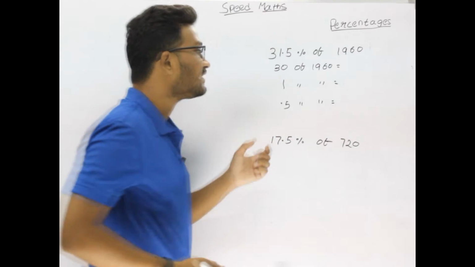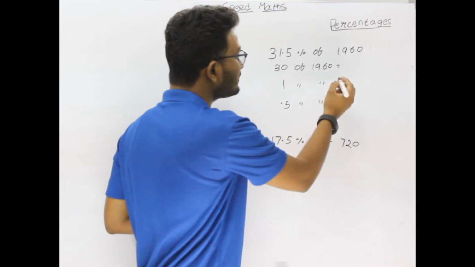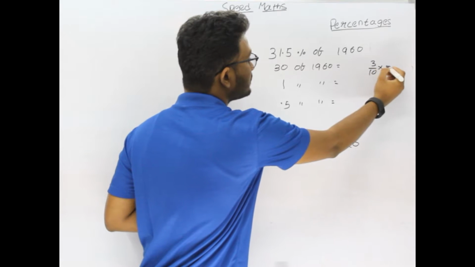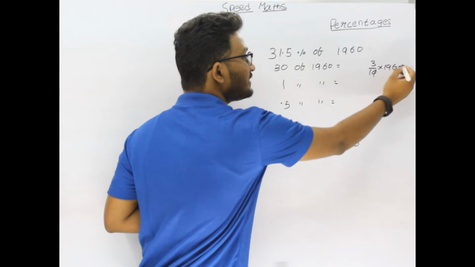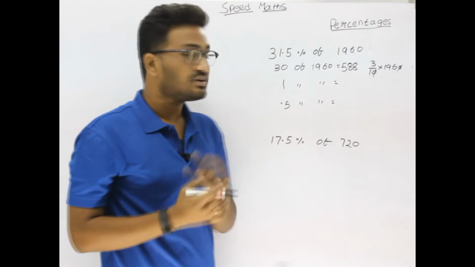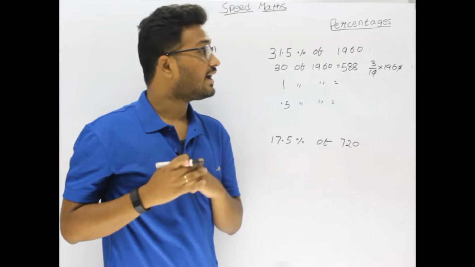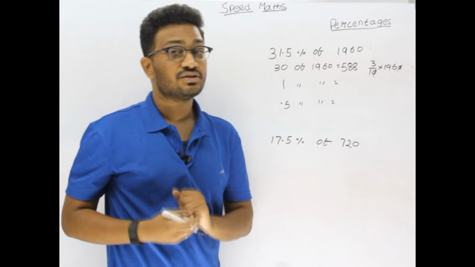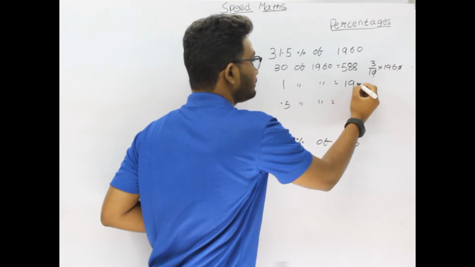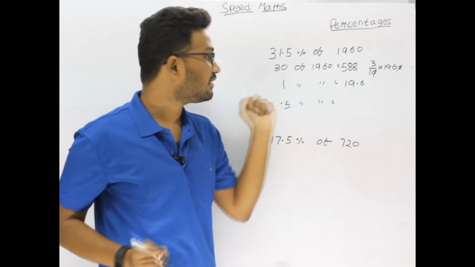Next, what is 30%? How can we write 30%? We can write 30% as 3 by 10, which will give us 3 by 10 of 1960, which is 588. Now, what is 1%? We know that 1960 is 100% and 10% is 196. So what will be 1%? 19.6. We just divided this 1960 by 100 to get 1%.